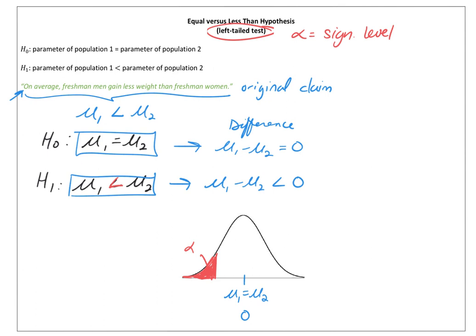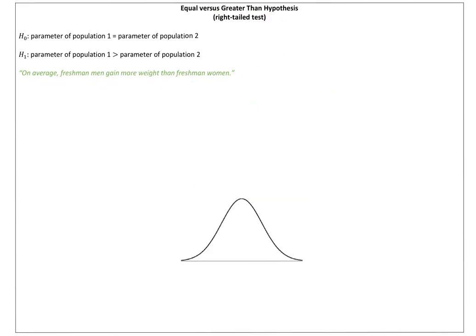So what kind of numbers are less than 0? Numbers that are less than 0 are our negative numbers. So if the difference between the two population means is less than 0, we should find that test statistic on the left side of the distribution, so on the left tail. Okay, let's now take a look at the third scenario.